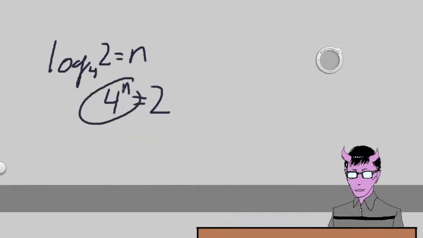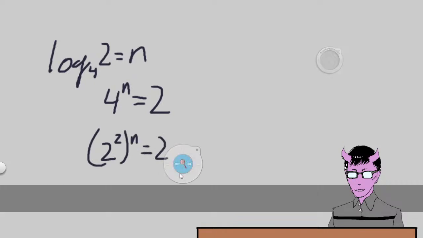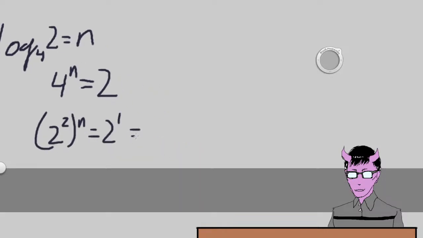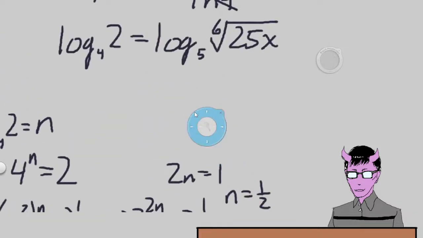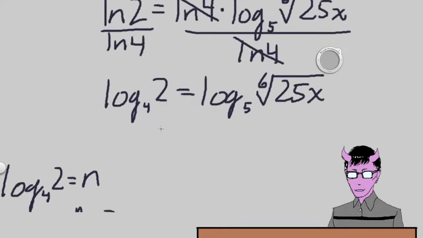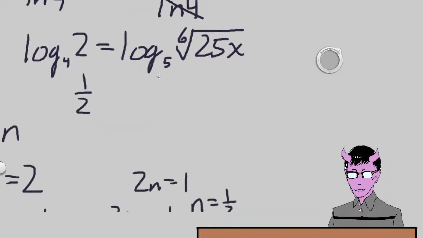So if you want to do the long step, this one just becomes base 2 to the power of 2 in the parenthetical. This is exponent 1, so we can change this one, distributive property of exponent, so it becomes 2 to the power of 2n is equal to 2 to the power of 1. You drop the base since they're the same, and therefore we have 2n is equal to 1, and thus n is equal to 1/2. Again, if you didn't see it right away, with this one we can transform it into 1/2.